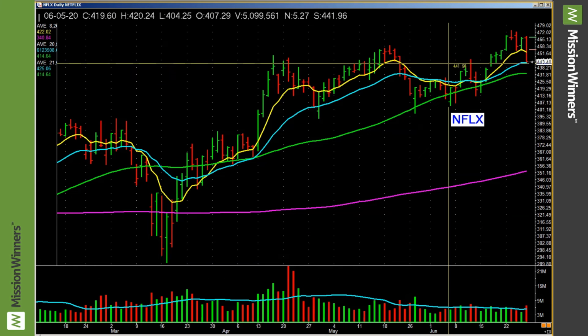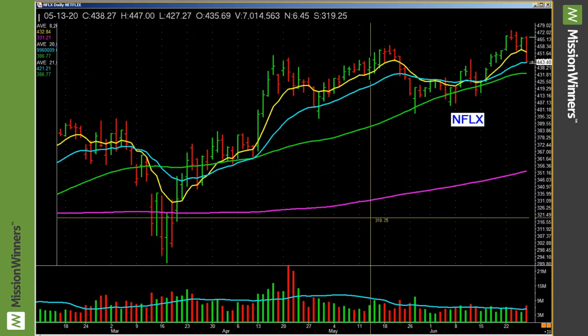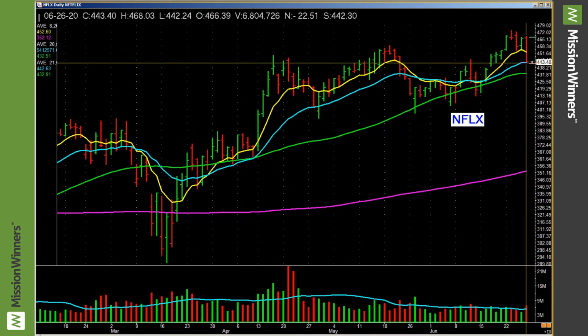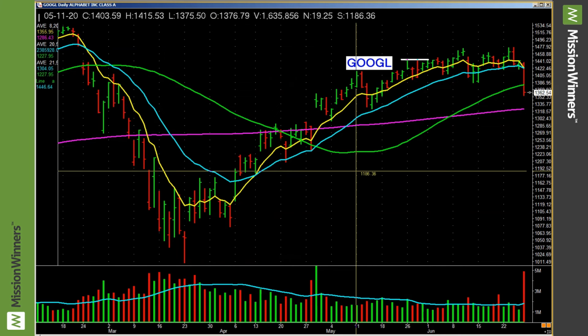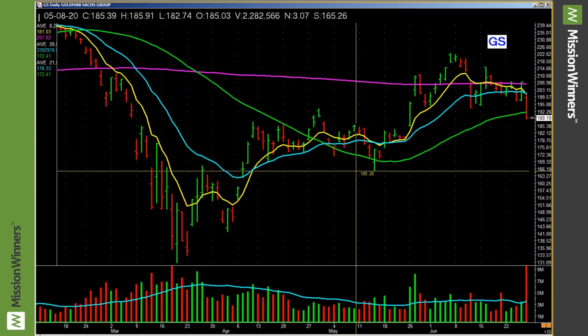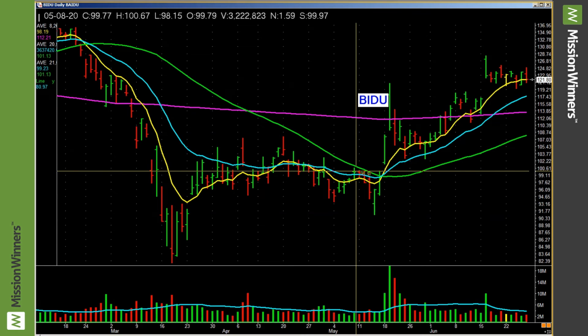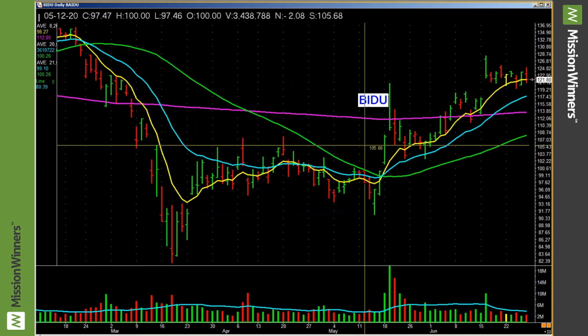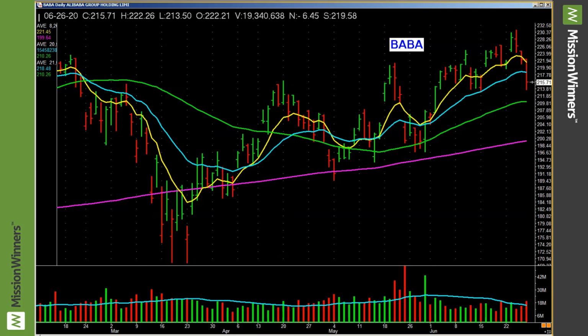Netflix fell on a pickup in volume. What's the plus about Netflix? I'm going to show you something. This is the 20-day moving average, the blue line. You ready? Below the moving averages, nothing there. Below the moving averages, nothing there. Below the moving averages, nothing there. Above the moving averages, but it's choppy. You get my point? Lost the moving averages.